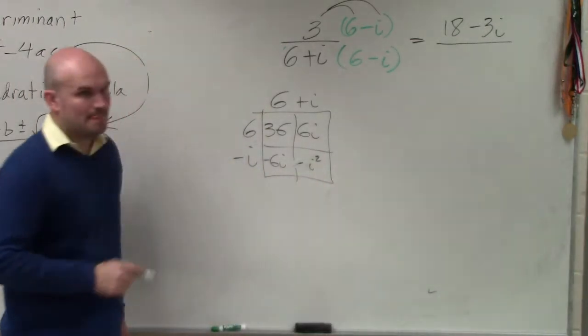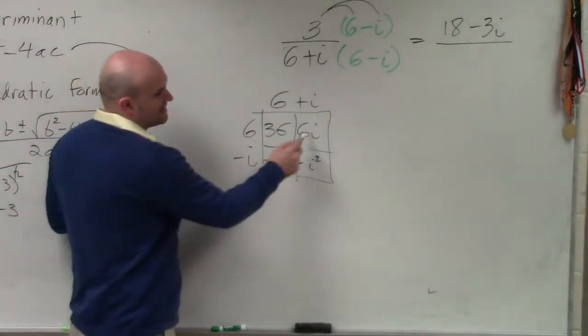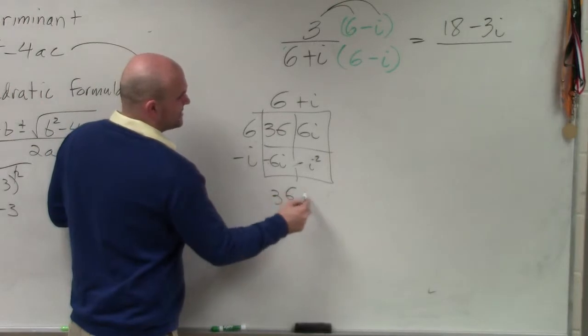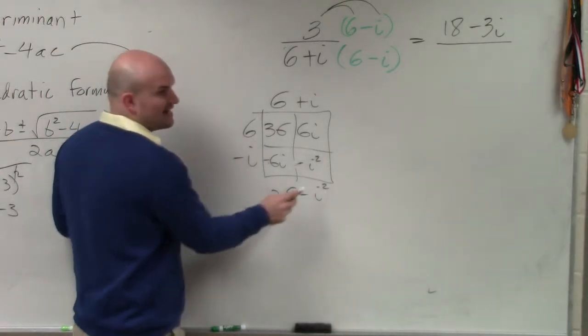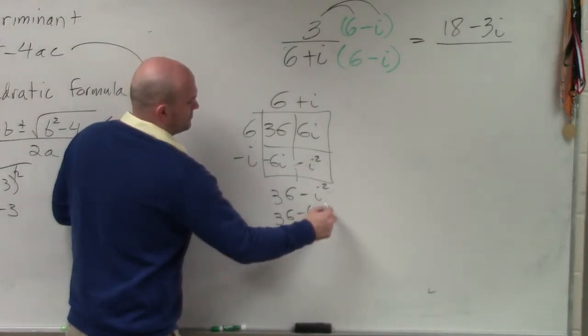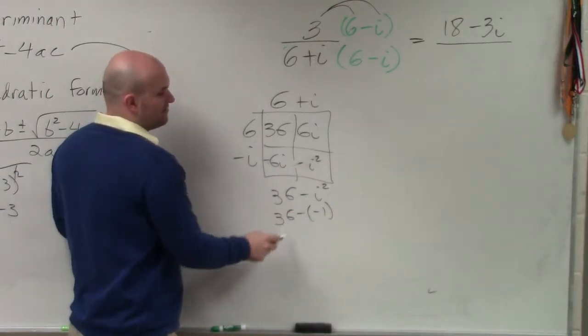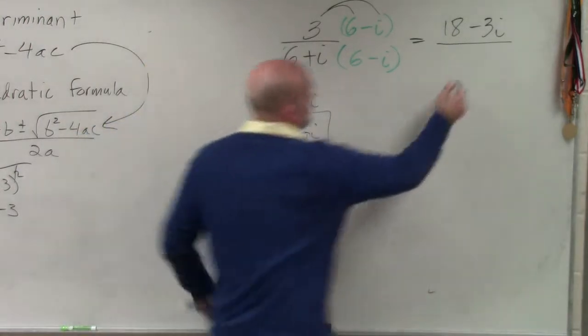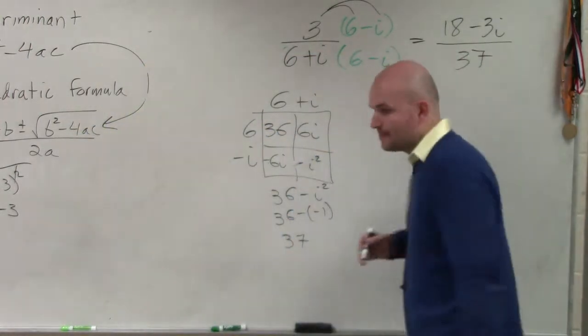Now, do you see that 6i plus negative 6i goes to 0i, which is just 0? So I have 36 minus i squared. Well, what's i squared? Negative 1. And what is 36 minus negative 1? 37. So therefore, this is divided by 37.